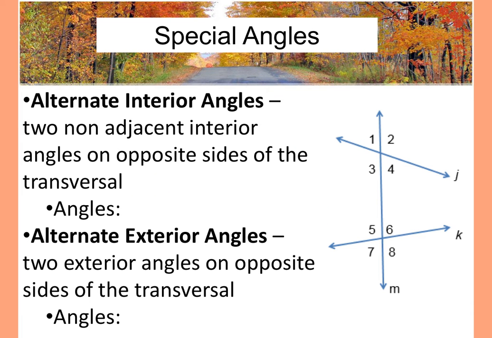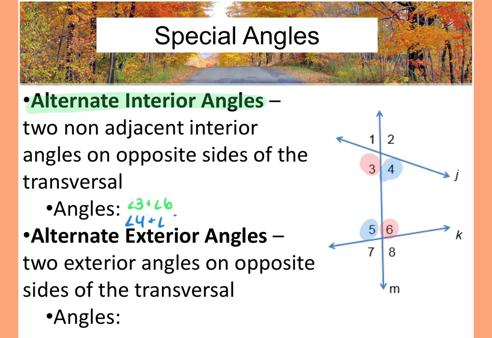All right, some more vocab. There are 4 special kinds of angles that are found when you have two lines and a transversal. The first are alternate interior, and these are two non-adjacent angles. What does adjacent mean? Next to. So these are two angles that are not next to each other, on opposite sides of the transversal, and they are interior, so they are in between. So 3 and 6 are alternate interior, and 4 and 5 are alternate interior.